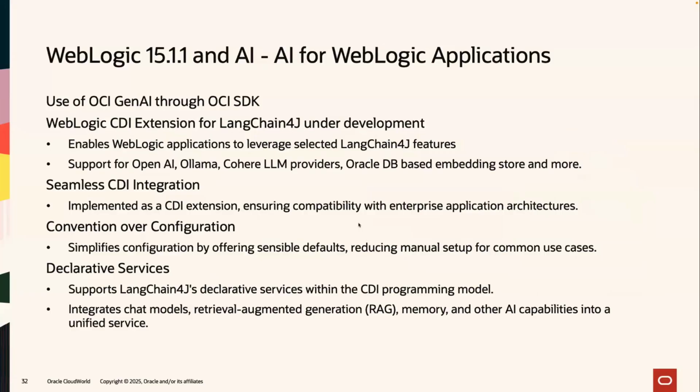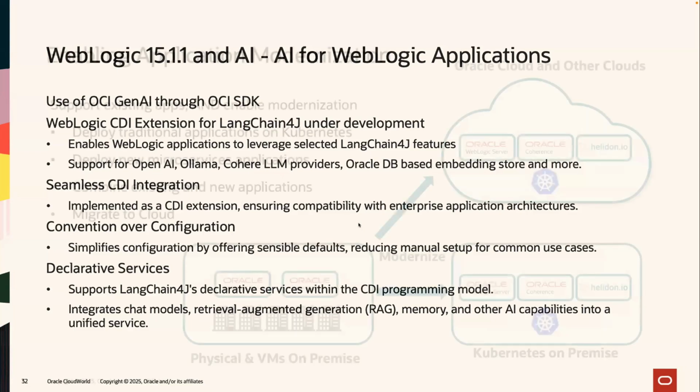Finally, in 15.1.1, we'll be delivering AI capabilities that will enable you to integrate the use of AI with your WebLogic applications, either using OCI Gen AI through use of the OCI SDK or use of LangChain4j leveraging CDI extensions we will build that you can use in your WebLogic applications to use a variety of large language models and to use AI through configuration of properties in your WebLogic deployments to simplify the use of AI in WebLogic applications.